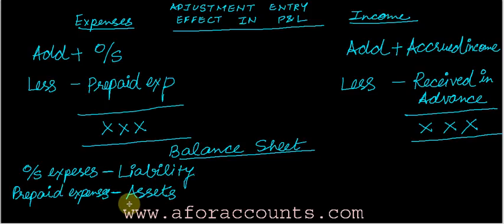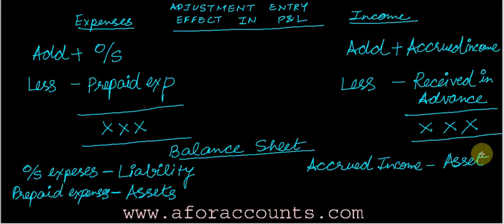Now what about the accrued income? Accrued income is always my asset. Why? Because I have earned it this year but still I have not received it. I should have received it, so I'll receive it in later years, or later coming months. So accrued income is always my asset.